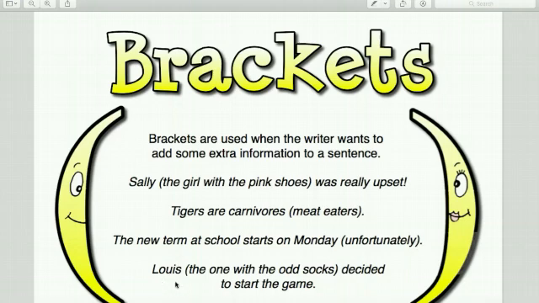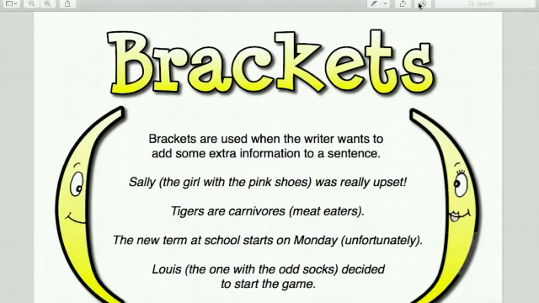Here we go. Louise (the one with the odd socks) decided to start the game. So again, if you didn't know who Louise was, you've got this extra information, the one with the odd socks, and then you might be able to find who that person is. So can you see why we use them and how we use them? It's just extra information or a little explanation, like here, tigers are carnivores, meat eaters.